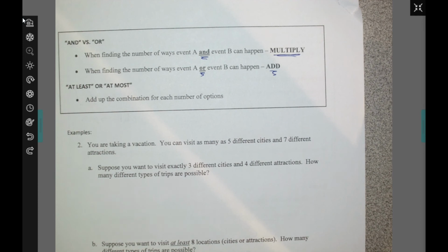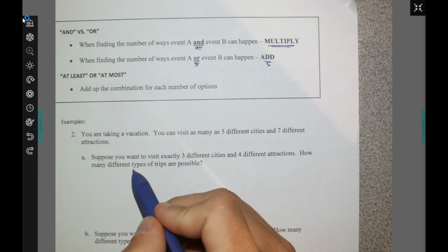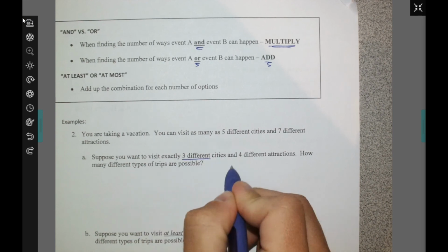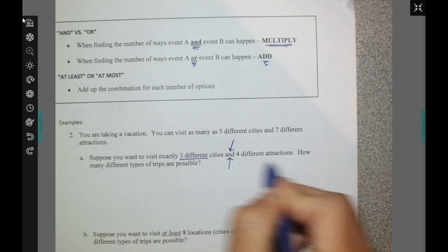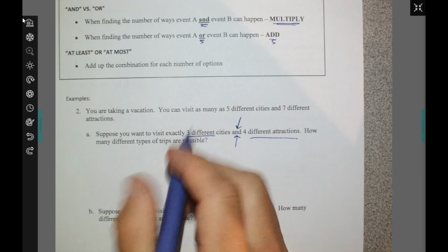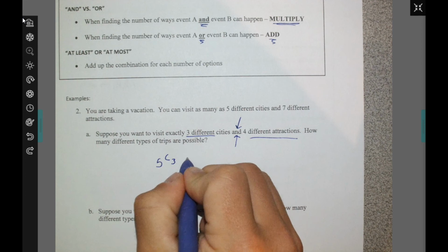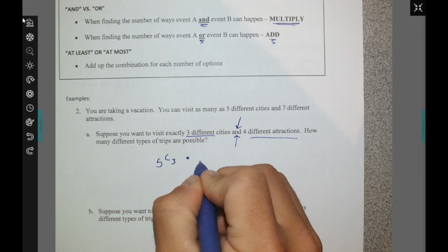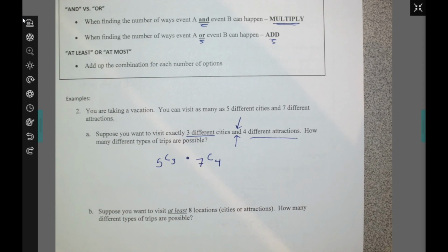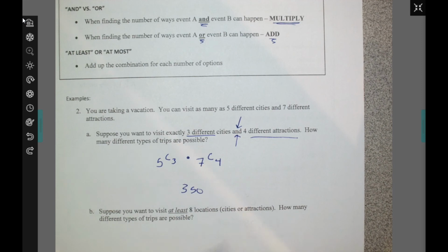So putting it into practice, example 2, you go on a vacation. It says you can visit 5 different cities, 7 different attractions. So suppose you want to visit 3 cities and, okay, so there's the keyword, and 4 different attractions. We don't care about order on this. So of the 5 cities, we're going to choose 3 of them. And so we have multiplication. We want 4 attractions of the 7. So of 7, choose 4. You go ahead and multiply that out on your calculator, 350.